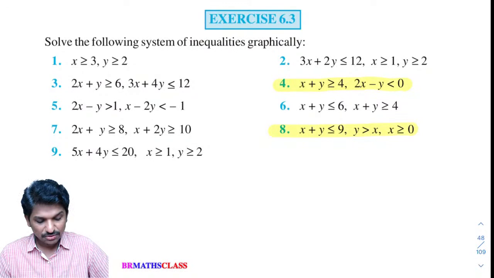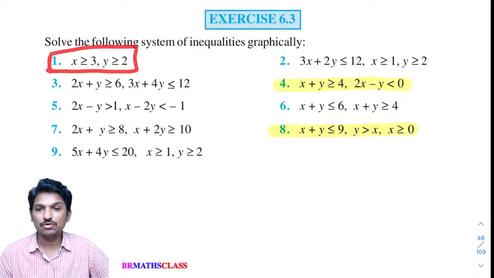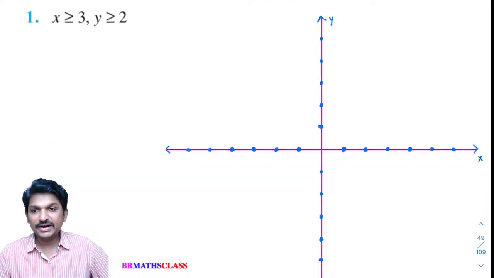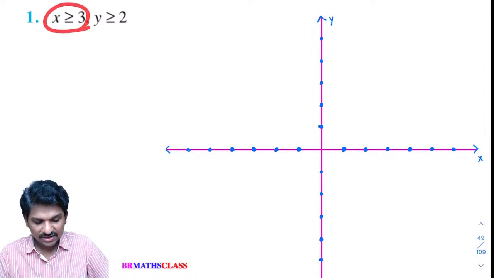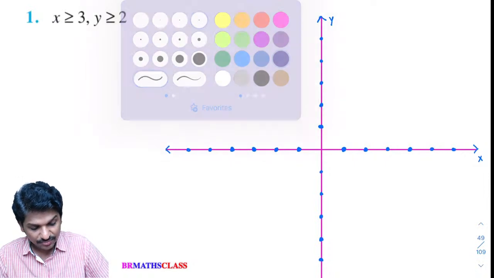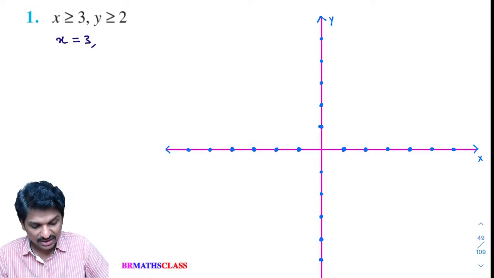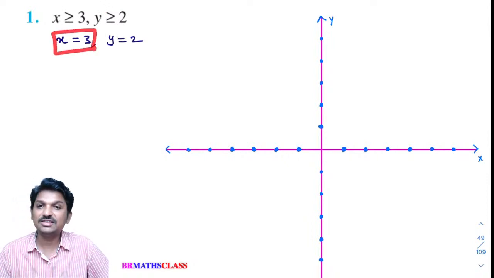Okay, you observe this question number 1. What they are saying: x greater than or equal to 3, y greater than or equal to 2. We need to solve these two inequalities. In the last class, you already learned about x equal to 3, y equal to 2. First, in this I'll remove the inequality symbol. X greater than or equal to is there, I'll remove that and write x equal to 3. Here also greater than or equal to is there, you remove that and write equal to. You write like this.